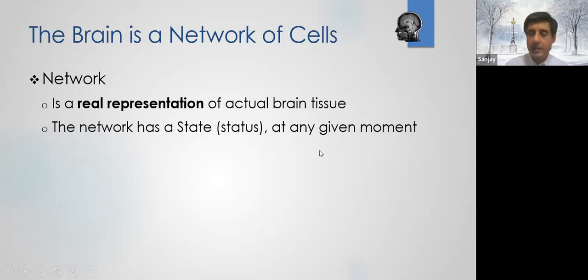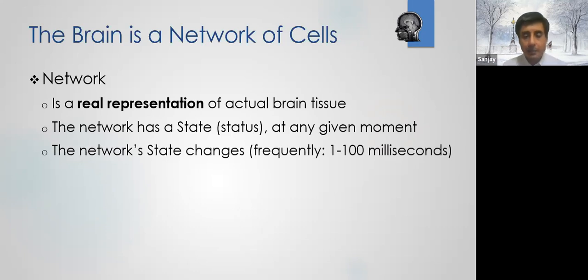So at any given moment, at any instant in time, the network has a state, and that's important. And the network state changes, and in a real brain it usually changes frequently, every 1 to 100 milliseconds. The reason it's changing is because other neurons from outside are sending signals into it, or it's sending signals into other neurons. Either signals coming in or signals going out cause changes in the state of this neuron.